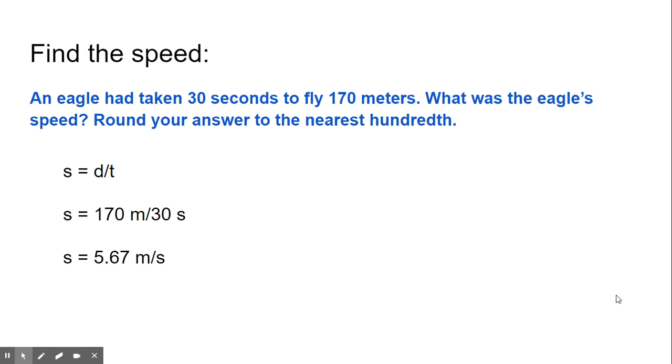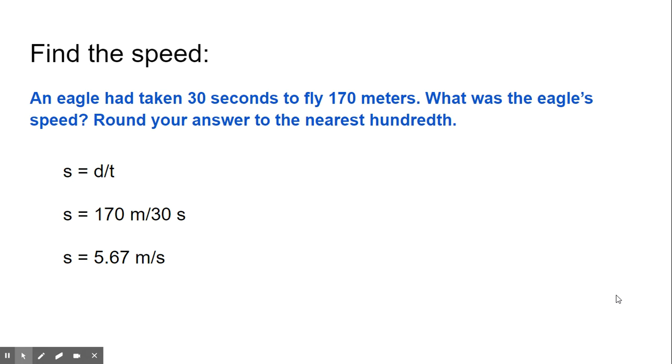If we look at this next example, it says that an eagle had taken 30 seconds to fly 170 meters. What was the eagle's speed? Notice that this problem says round your answer to the nearest hundredth. Pay attention to your questions and make sure that if they tell you what to round to, that you actually do round to that number. That could determine whether or not an answer is correct.